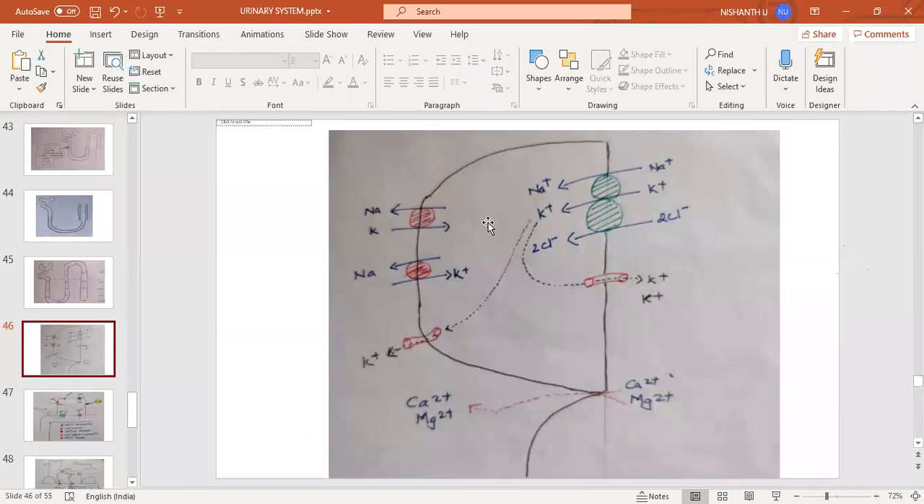When potassium is not entering the cell, there is no point in talking about potassium coming back into the tubular fluid. That means the tubular fluid will not be highly positive. Then there is no question of potassium kicking out calcium and magnesium from the tubular fluid. That means sodium, potassium, chloride, calcium, magnesium, everything will remain inside the tubular fluid. So all these things will get eliminated from the body in the urine.